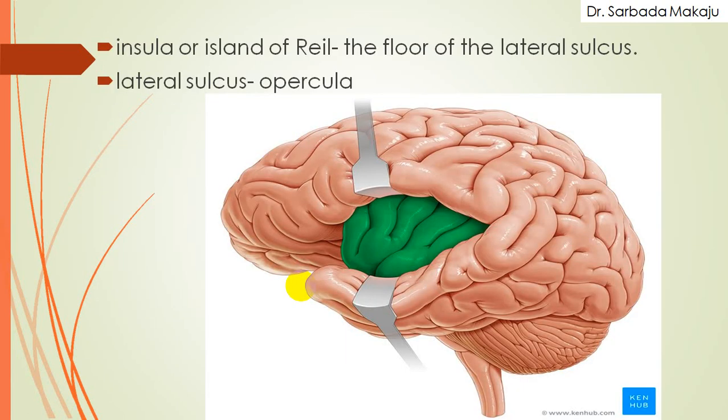Now, within the floor of the lateral sulcus, there is the presence of one lobe that gets hidden, and this portion is known as the insula. This portion is also known as the island of Reil. It can be located when the lip of the lateral sulcus is retracted.